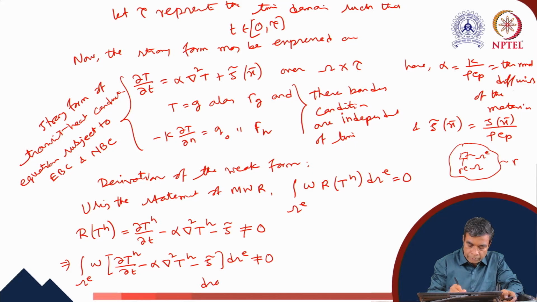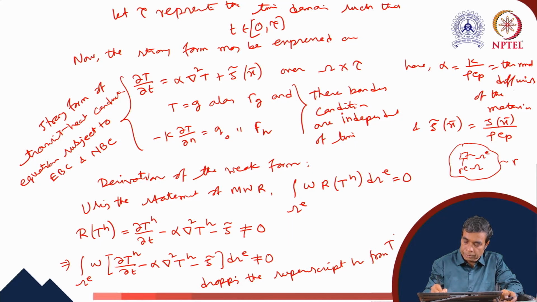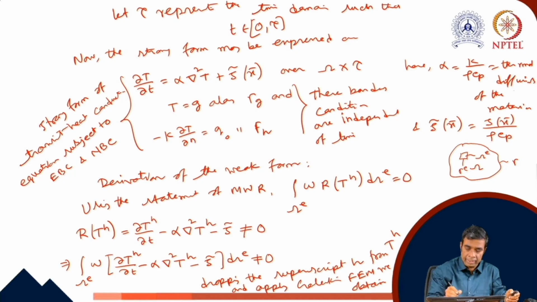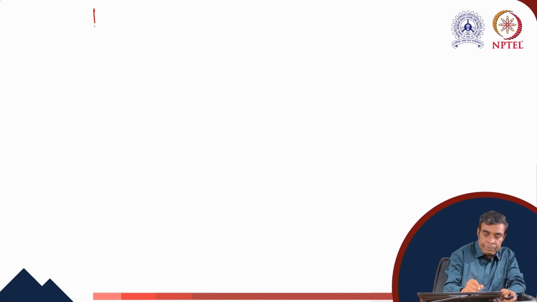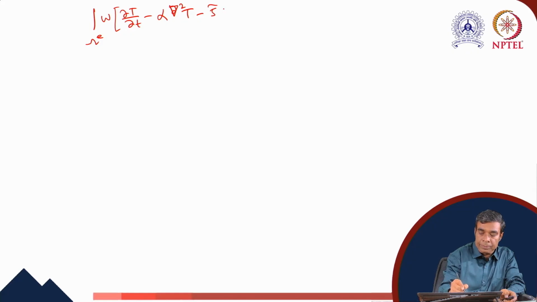Now, dropping the superscript h from Th and applying Galerkin FEM, we obtain, here this is certainly equal to 0, integration over omega e w into del T del t minus alpha del square T minus S tilde d omega e equals 0.